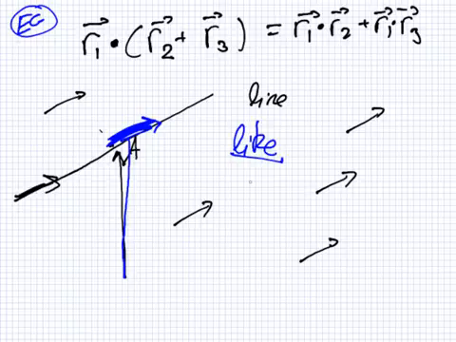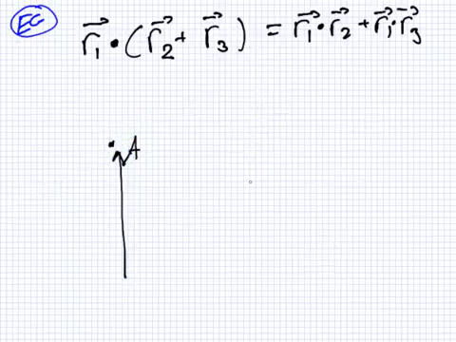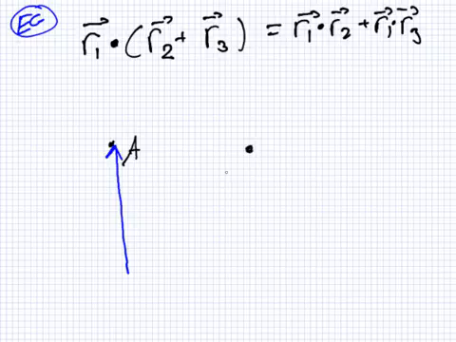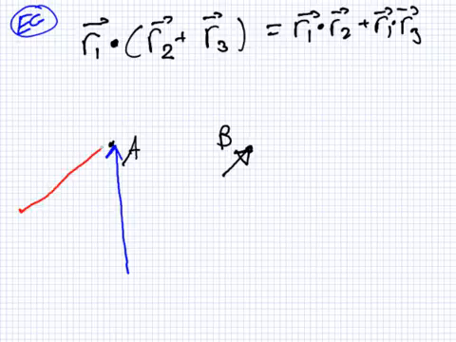How did I make the question? I gave you two different vectors. A, which is this vector, and then I gave you another vector, B. So I said A is on the line. So here's the line.